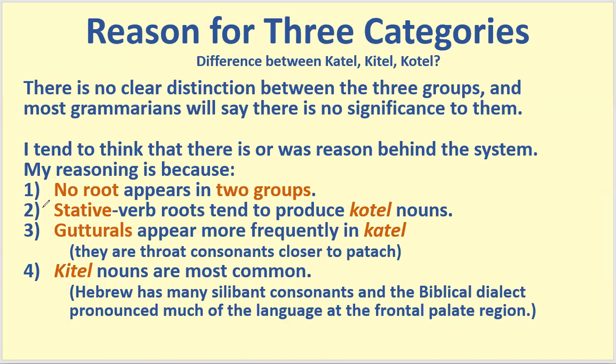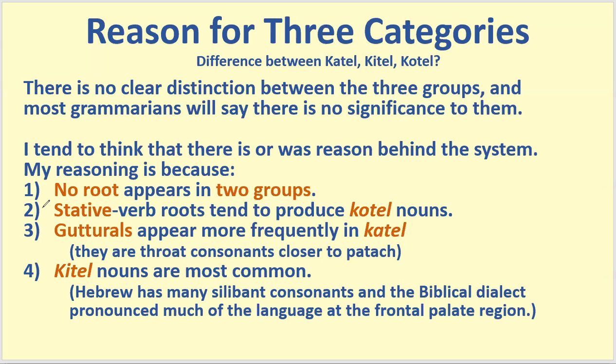Okay, so what? There are three categories of segolates, and all sorts of crazy stuff happens when you get gutturals and yods and vowels and geminates and assimilating letters, yada, yada, yada. But what's the big idea here? Why do there need to be three categories to begin with? All right, I hate to let you down, but there is no clear reason. There is no clear distinction between the three groups.